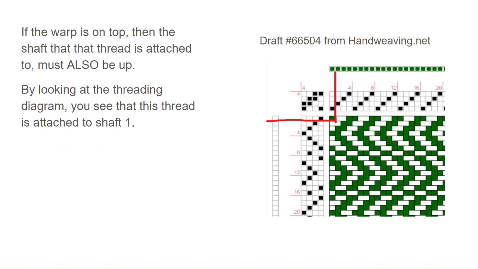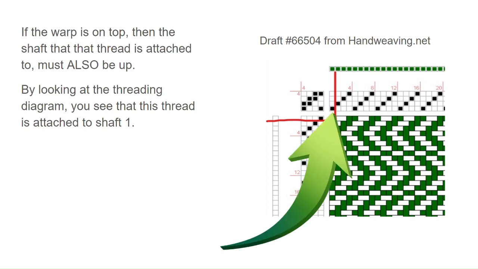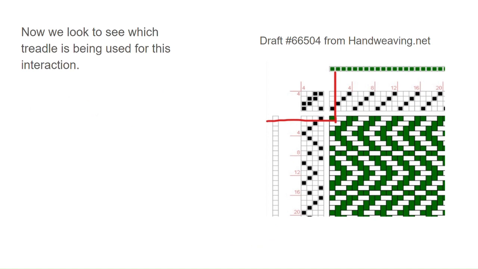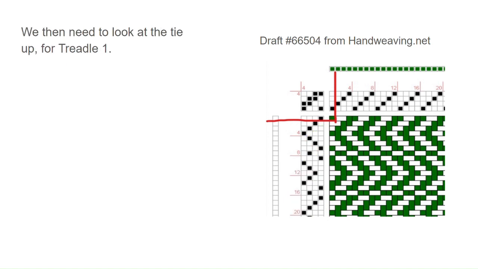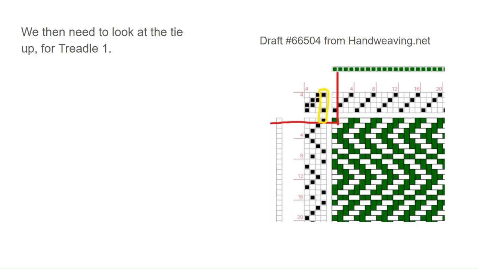If the warp is on top, then the shaft that thread is attached to must be up. By looking at the threading diagram, you can see that this thread is attached to shaft 1. Now we look to see which treadle is being used for this interaction. Treadle 1 is being used. Now we need to look at the tie-up for treadle 1. It's shown here, circled in yellow.